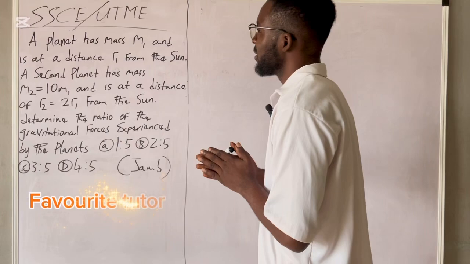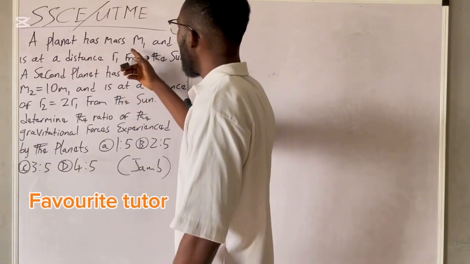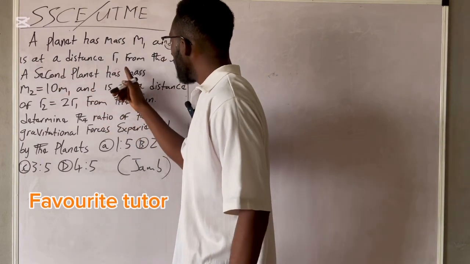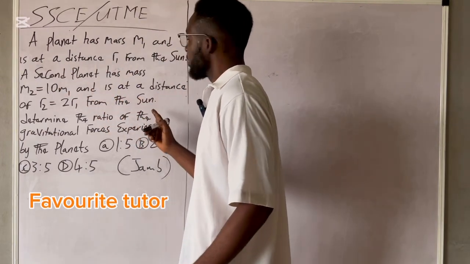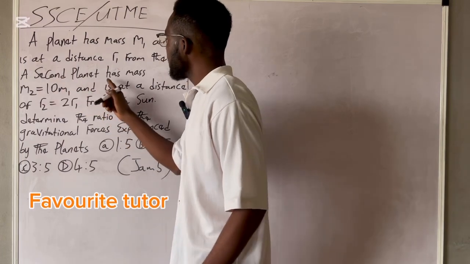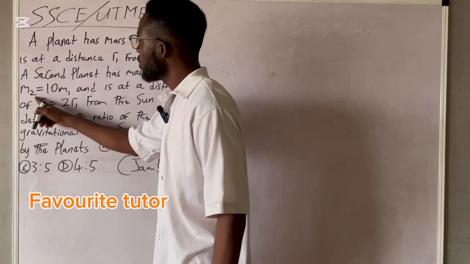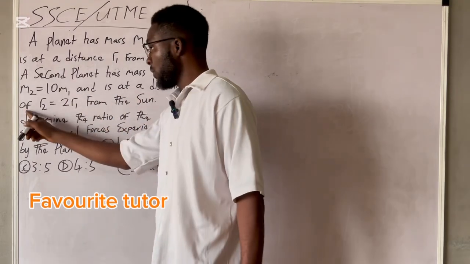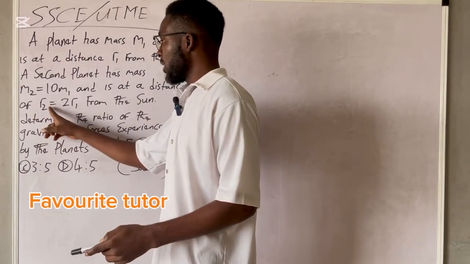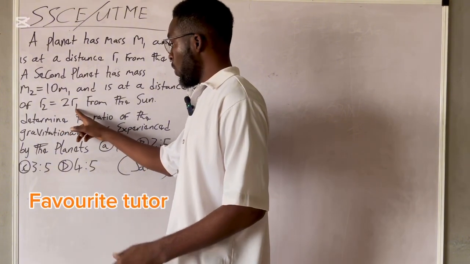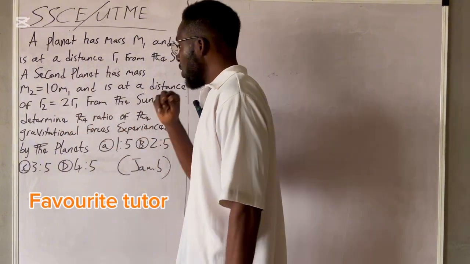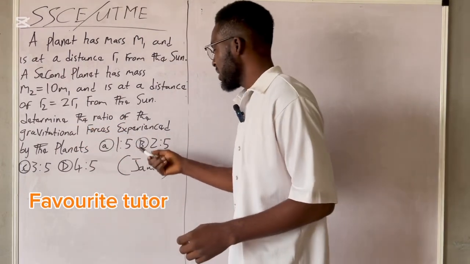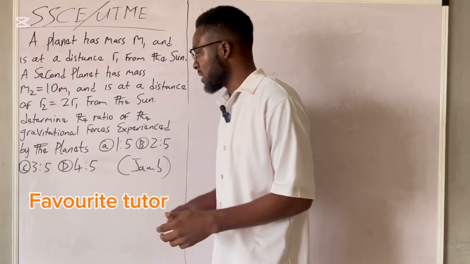I have a question on the board. A planet has a mass m1 and it is at a distance r1 from the sun. A second planet has a mass m2, which is equal to 10 m1, and is at a distance r2, and r2 is equal to 2 r1 from the sun. Determine the ratio of the gravitational forces experienced by the planets.